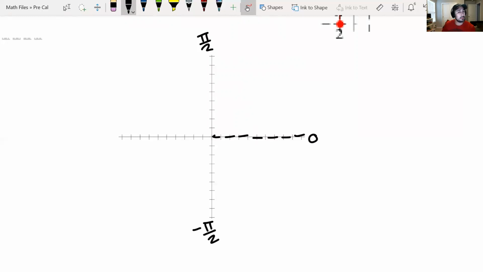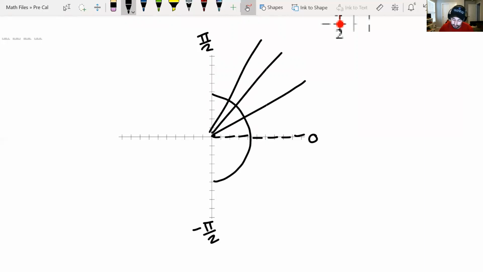And since it's the inverse cosecant, since it goes from negative pi over 2 to pi over 2, we live in quadrants 1 and 4. Okay, so here are the radian values we can use. Pi over 6, pi over 4, pi over 3, even including pi over 2.